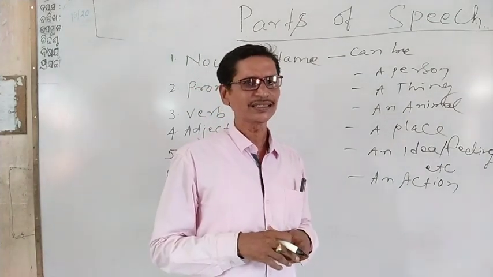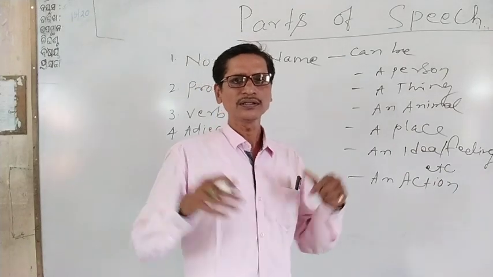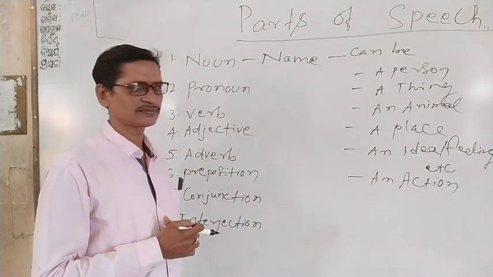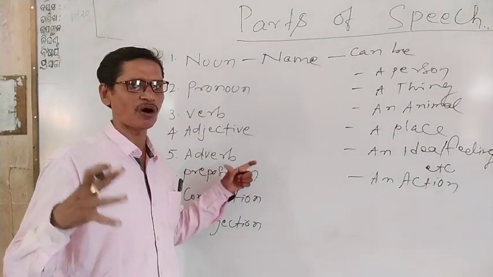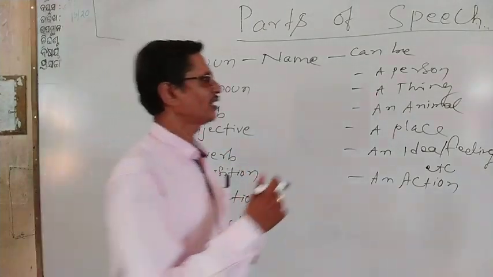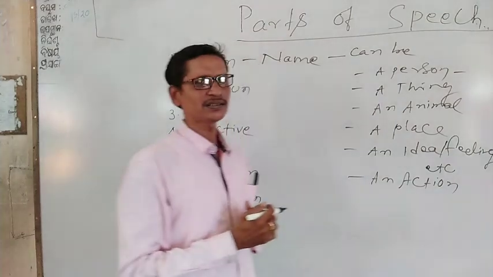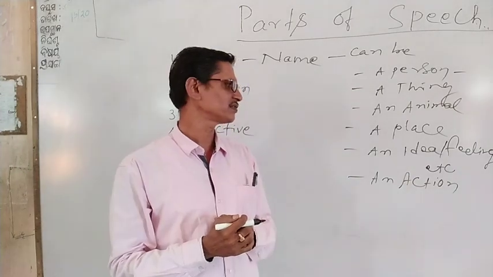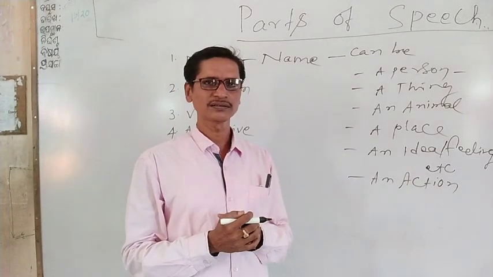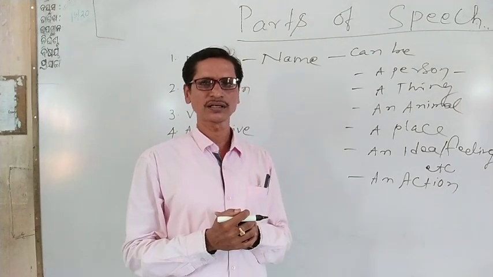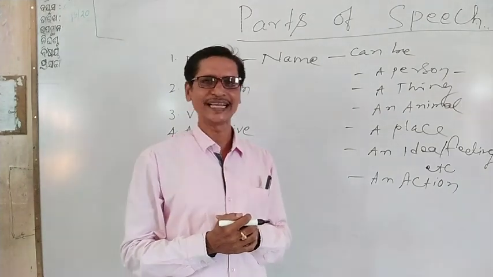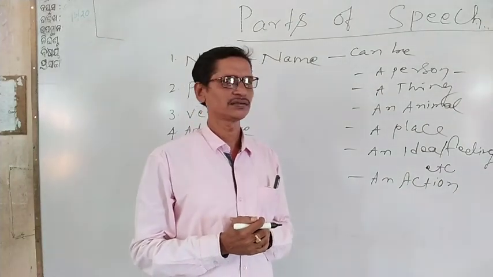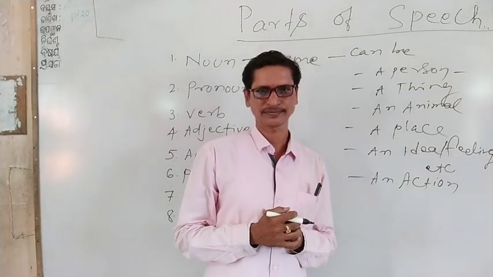But today's discussion is about the basic concepts of these parts of speech, those words we use to form speech. From here we understand the names of persons, things, animals, places, feelings and actions are names, nouns. Types and classifications will be discussed in subsequent classes.